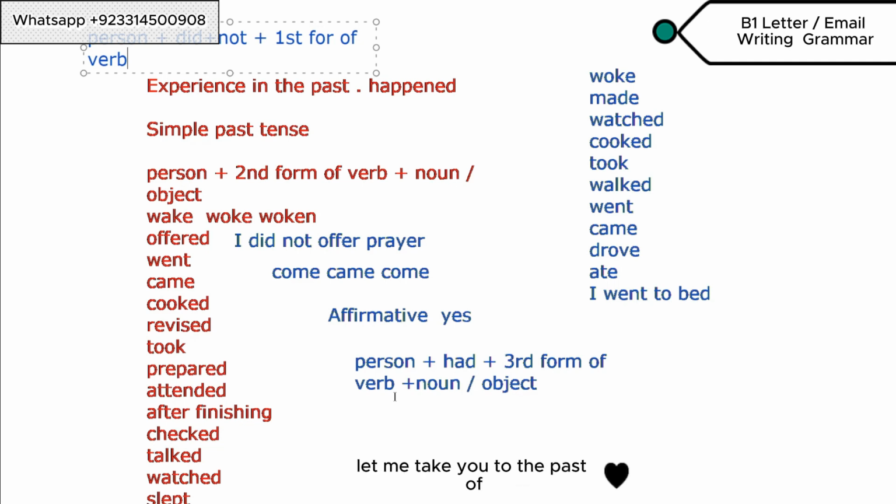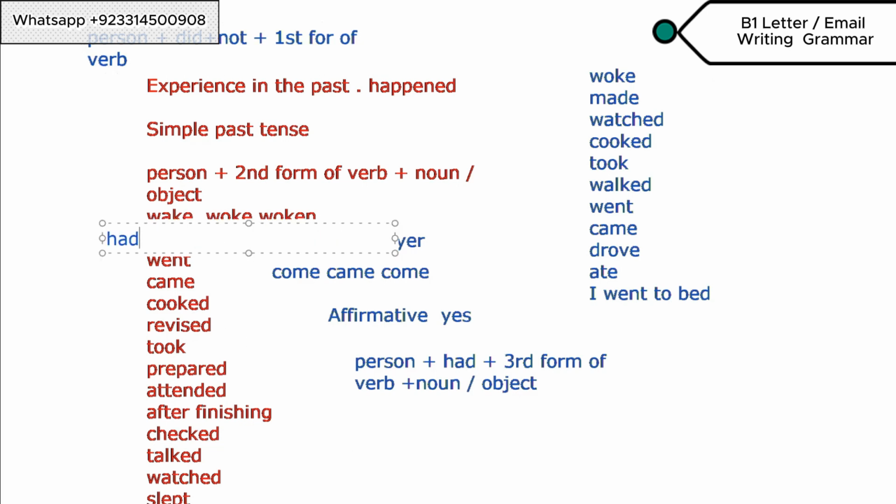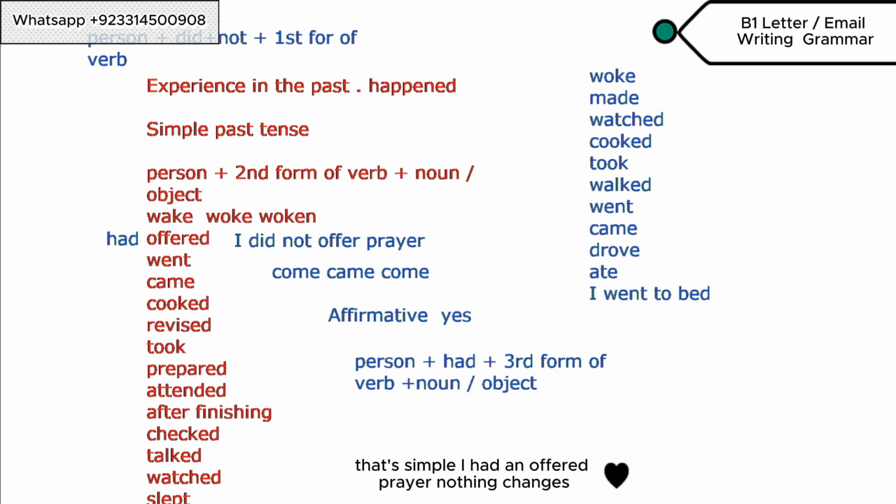Let me take you to the past of, what do you call this tense? Past perfect tense. Where you said that I had offered prayer, how will you make a negative now? I had not. That's simple. I hadn't offered prayer. Nothing changes. It is like person plus had plus not plus third form of verb. Now tell me, there are so many things you can write with this.